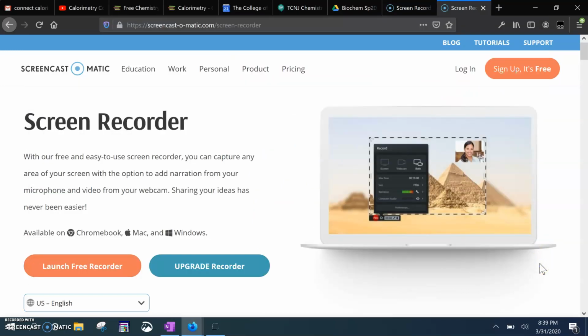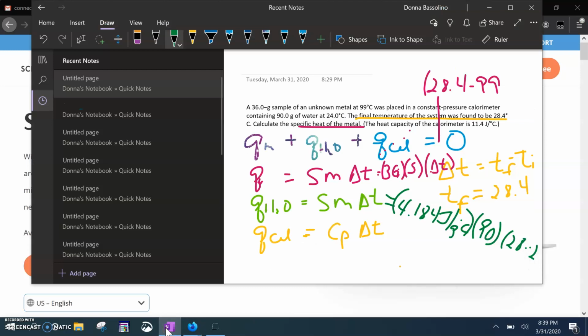Oops, I lost my pen. Okay, minus 24. Let me get the eraser. Hold on. 28.4 minus 24.